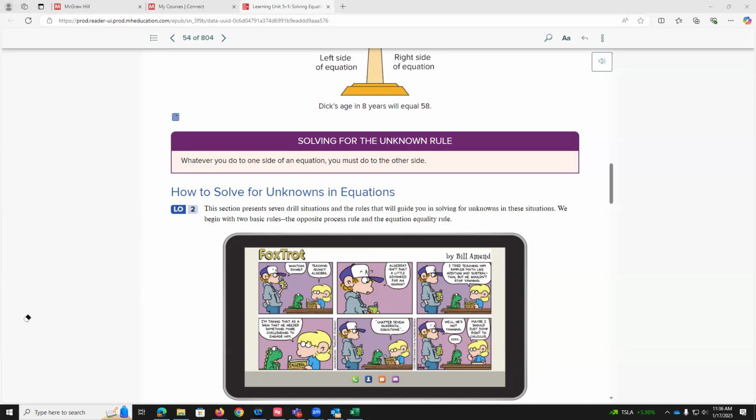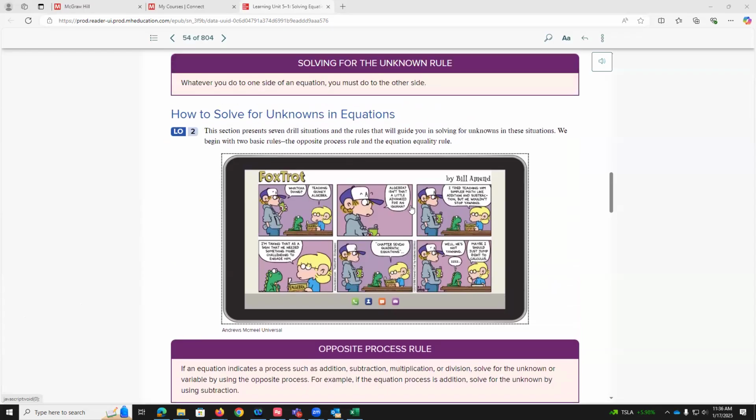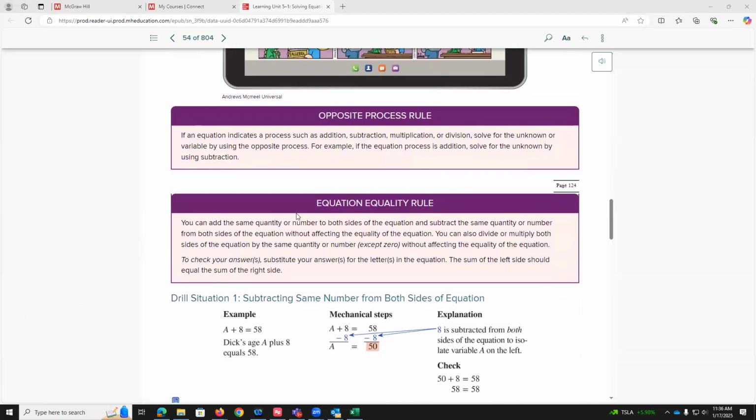We're going to go on into learning objective or learning unit number two. And this is about how do we solve for those equations now? So how do we solve for those unknowns? So there's what's called an opposite process rule. And this is, if you're in the physical textbook, we're on page 124. If you are in the ebook, we're on page 54.